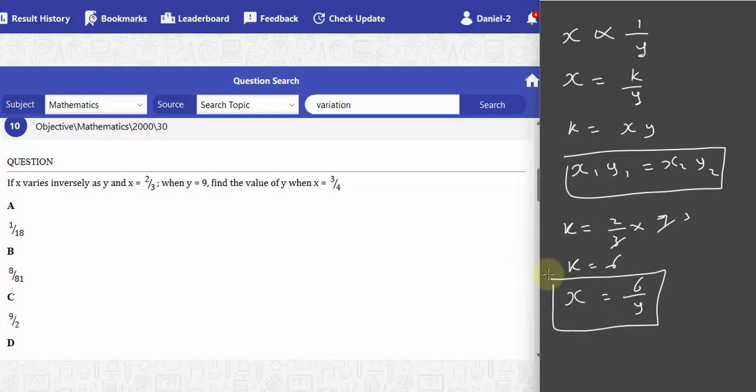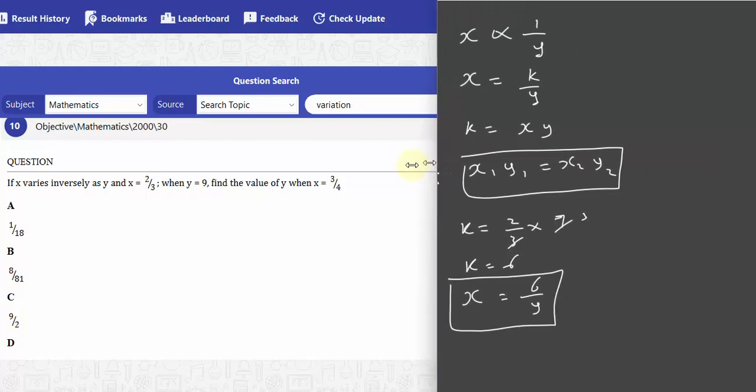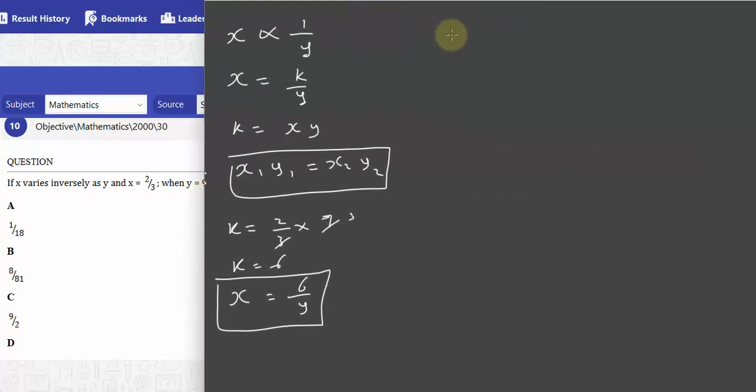Now the question is, find the value of y when x is 3 over 4. So when x is 3 over 4, we are told to look for the value of y. Let's solve for y. The first thing to do is to substitute this 3 over 4. If you plug that into this formula, you're going to get 3 over 4 equals 6 over y. Then we solve for y.